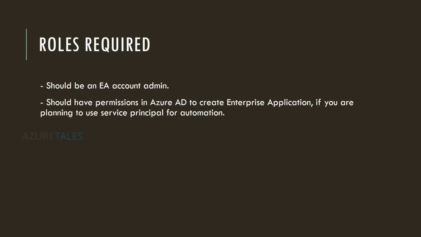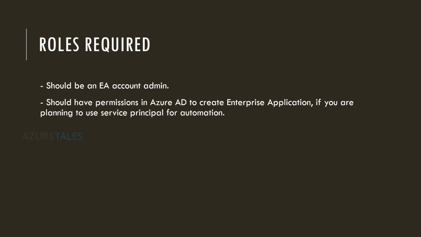The role that you require: you need to be an EA account administrator. Like I said, your organization should have an Enterprise Agreement, and you should be added as an account administrator in that enrollment in order to perform the actions that we are going to see today. Not an owner, not an RBAC role that I'm talking about. You need to have an account admin role in the enterprise portal. If you don't have that role or would like to implement this, feel free to reach out to your EA administrators. Only your EA administrators will be able to give you the account admin role.